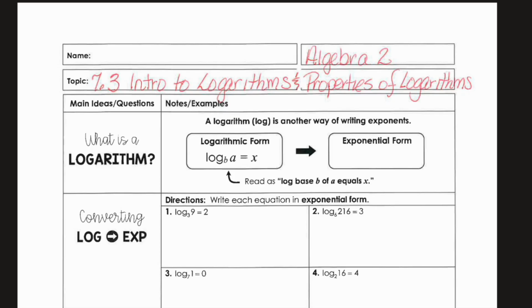And so we have this new logarithmic form, which would be read as log base b of a equals x, where the b is very specifically written as a small b, lower, or what we call a subscript. And the same b, a, and x, the same logarithm written in exponential form, would be b to the power of x equals a.